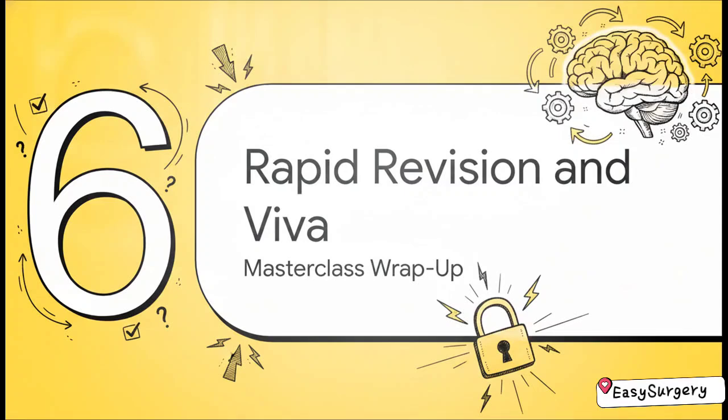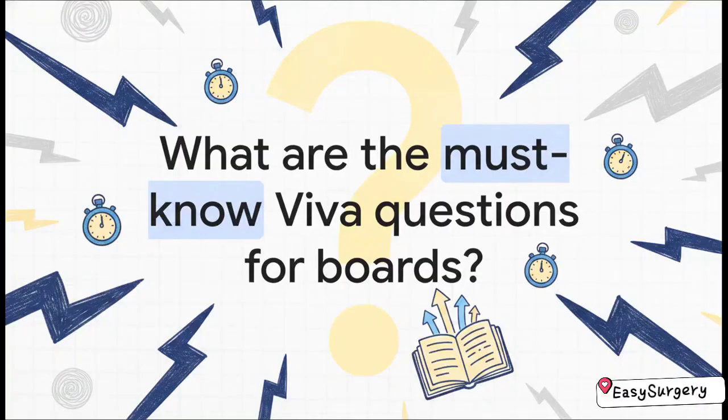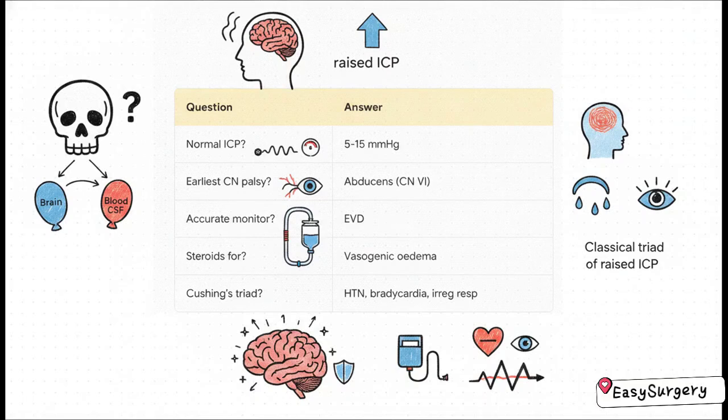Section 6, Rapid Revision and Viva. Let's shake off the heavy reality of those complications and lock in everything we've just learned. It is time for the masterclass wrap-up. Snap your attention right back here, guys. We are going into a rapid-fire testing sequence. What are the absolute must-know IMM and FCPS favorite Viva questions for your board exams? Let's hit them. Let's rapid-fire the most testable facts.